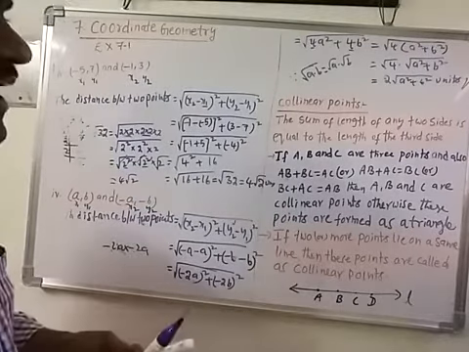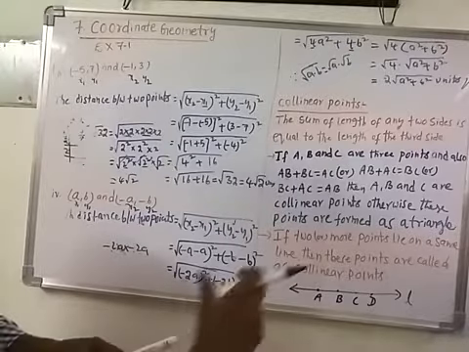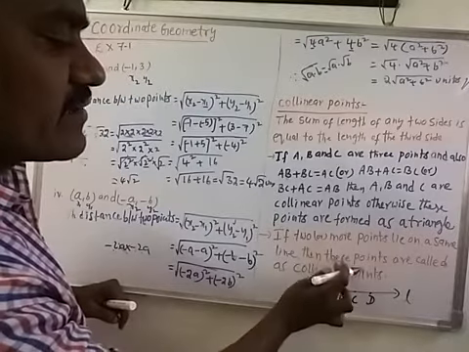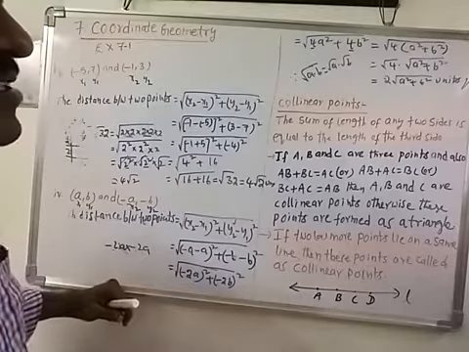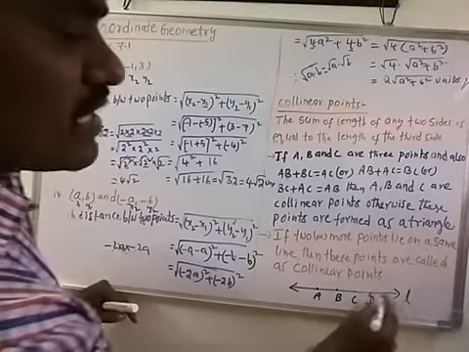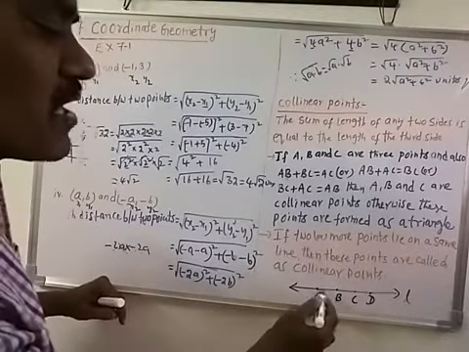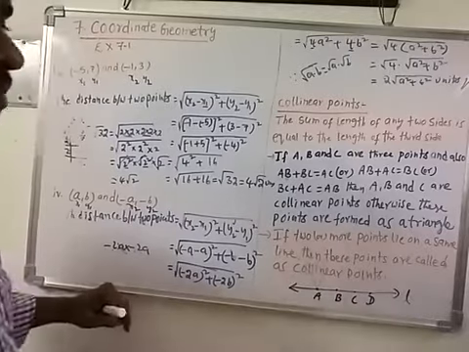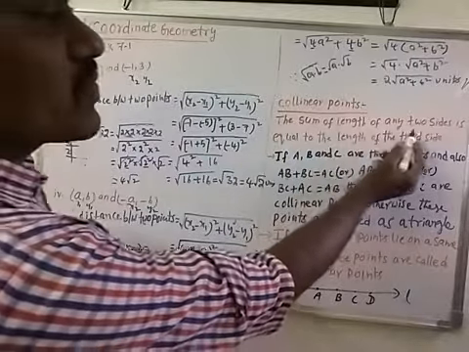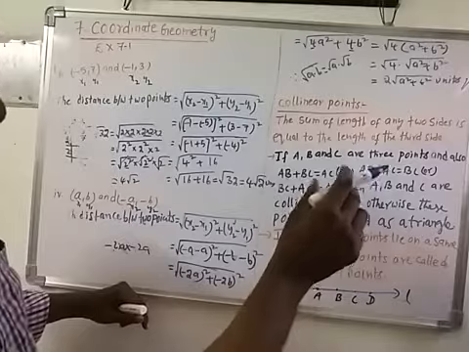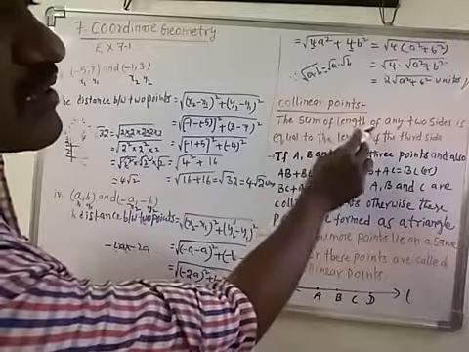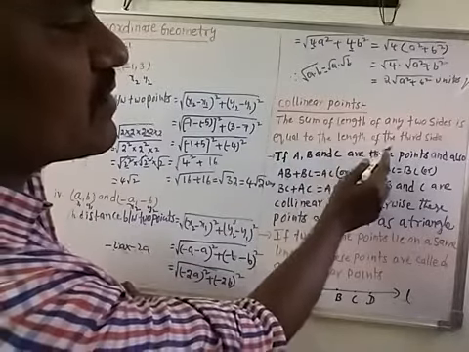Now, what are collinear points? Collinear points means if two or more points lie on the same line, then these points are called collinear points. And the sum of the lengths of any two sides is equal to the length of the third side.